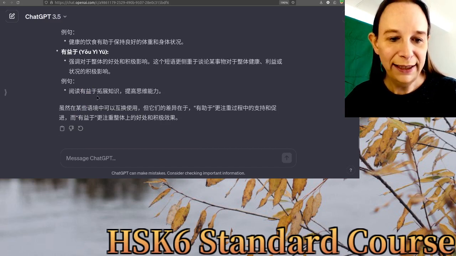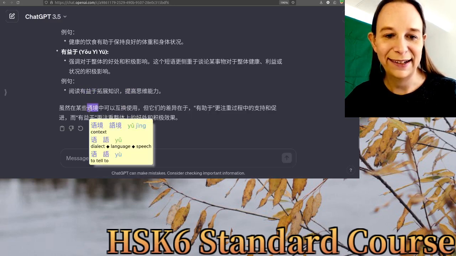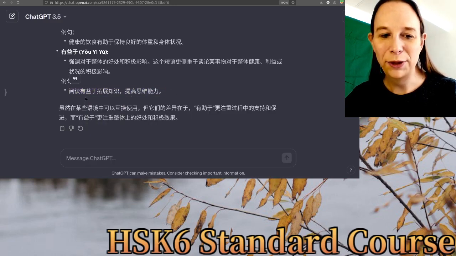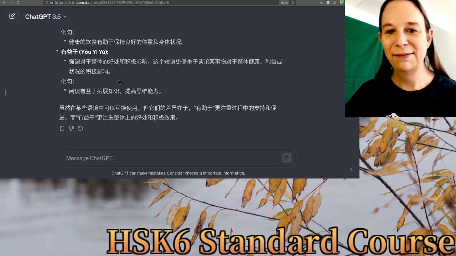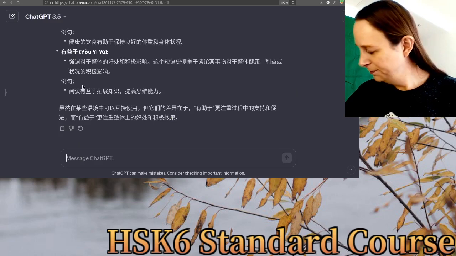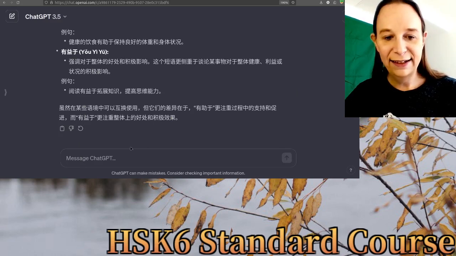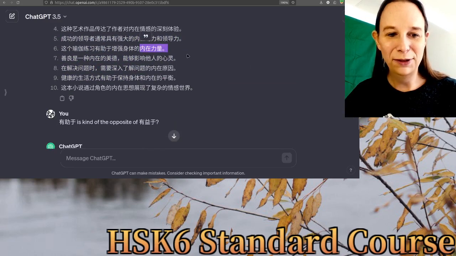阅读有益于拓展知识，有益于提高. No, this one's wrong, isn't it? This one's backward. This one 有助于. Reading benefits expanding your knowledge and increasing your thought power. I don't know. Maybe it's both ways. Maybe A helps B and B helps A. Anyway. Where were we? 内在力量 inner strength, inner core strength.